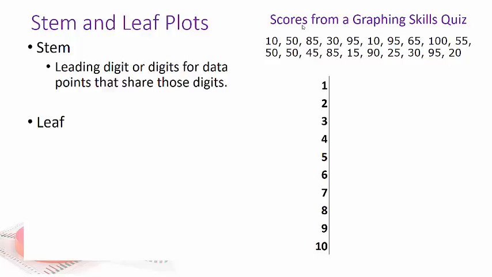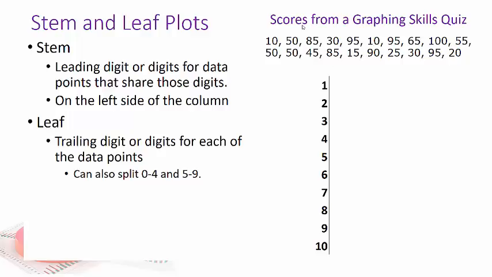So I need a 10 for the, I have a 10 in the 10s place because 10 times 10 is 100. The leaves are just the ones, and by the way, these go on the right side of the column. The leaves are just the trailing digit or digits because if I'm dealing with bigger numbers, I can have more than one place value there. And they're for each of the data points. Now, if I didn't have such a wide spread already, I could actually split these up like from 0 to 4 and 5 to 9. But I didn't. I just left them as they were.